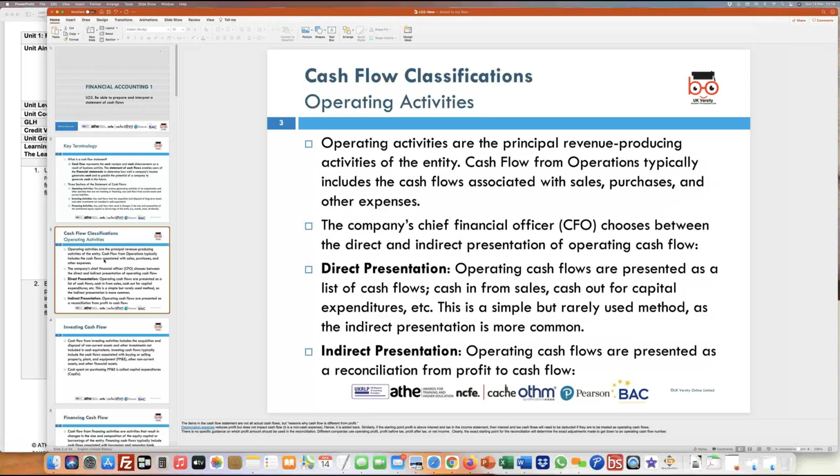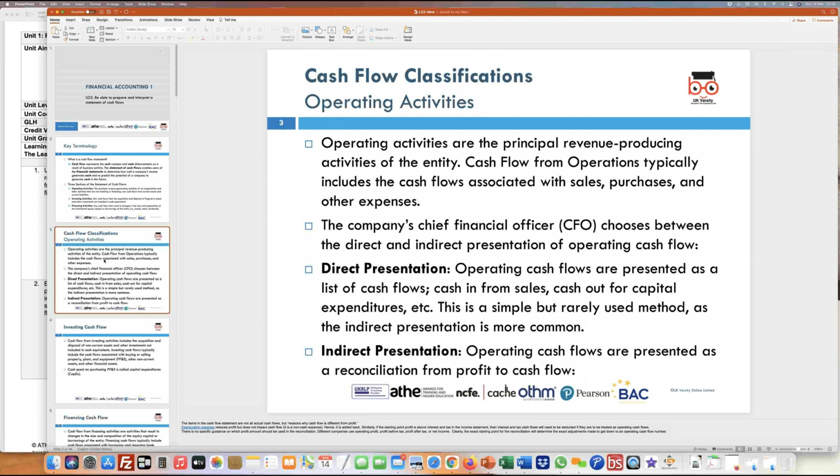Now, when we look at the classification of these activities, I've put together a few slides to explain some of these three key sections. When we talk about operating activities, what we generally associate with these activities is the funds or money which comes into the company through the generation of sales, purchases, or expenses.